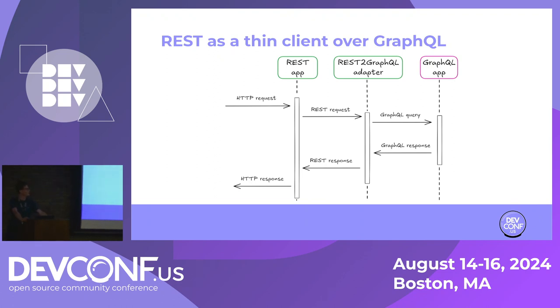Our REST application is basically a very thin client that, when receiving an HTTP request, a REST request, will translate that to a GraphQL query, forward that to the GraphQL application, and then when it gets the response back from GraphQL, it will reformat and respond with a classic REST response. That's what this very complicated diagram shows. It's just that easy.